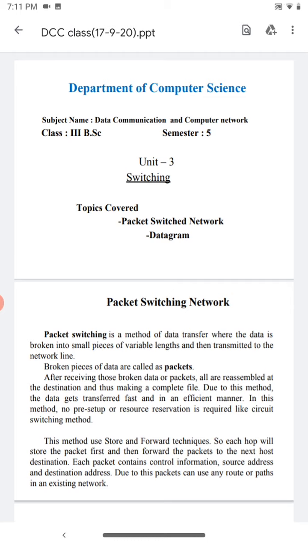In this class, we are going to discuss the packet switched network. There are two types of packet switched networks: one is the datagram network, and the other is the virtual circuit network. In this class, we are going to discuss only the datagram network. In the last class, we already discussed switching concepts, the circuit switched network, and the types of switching networks.